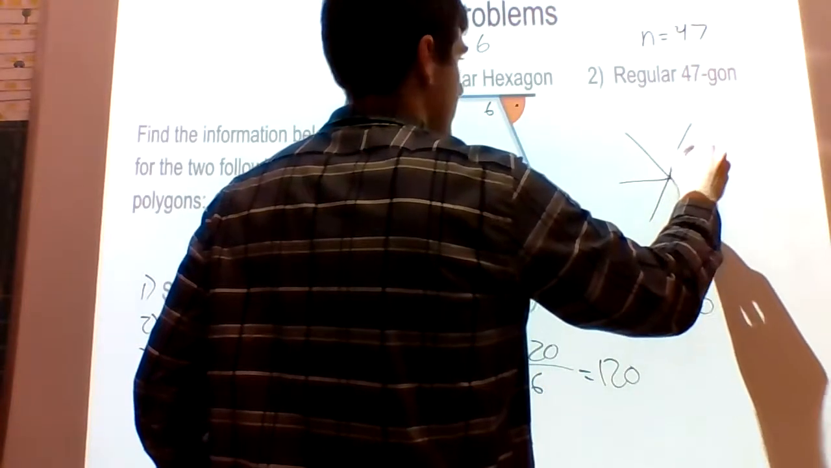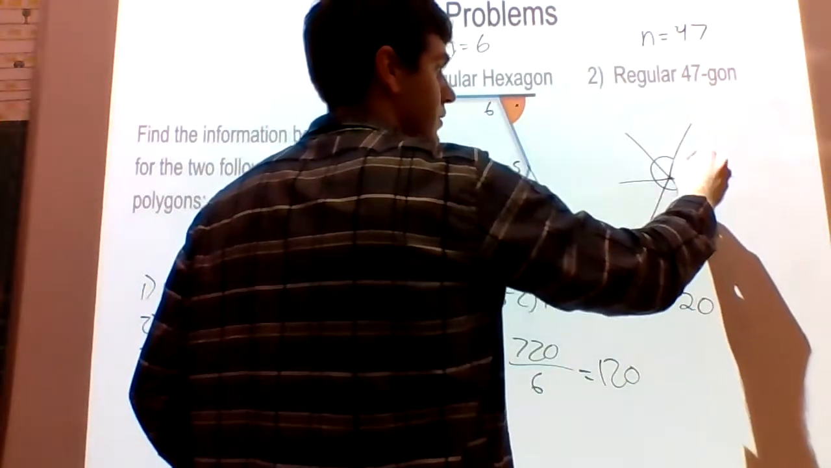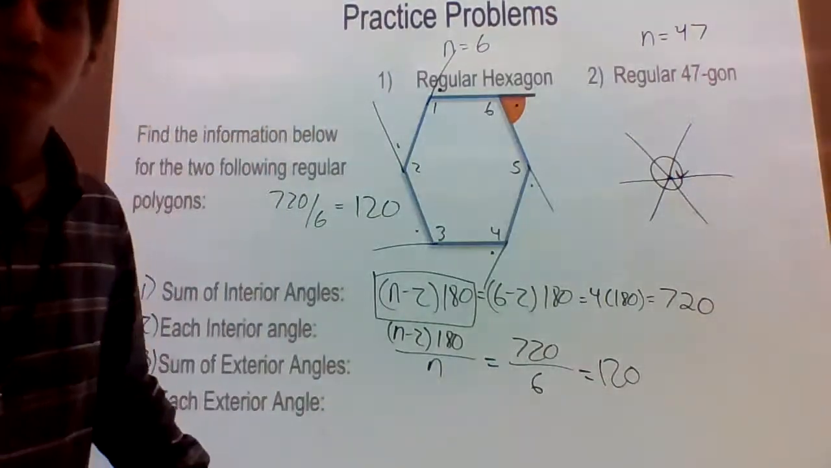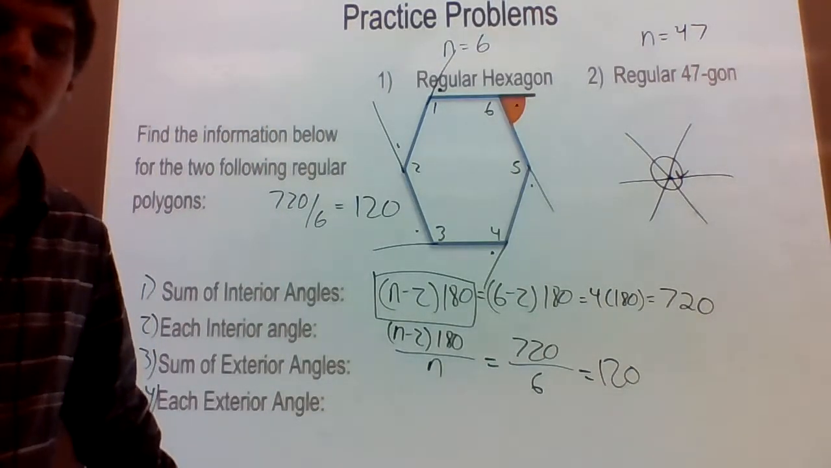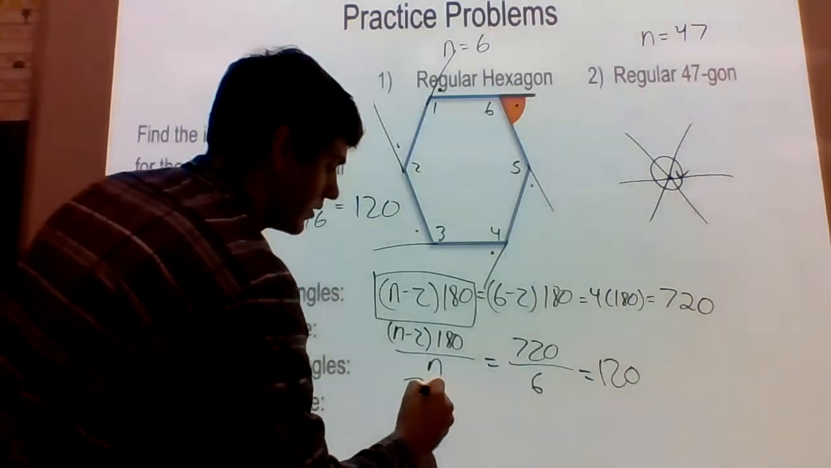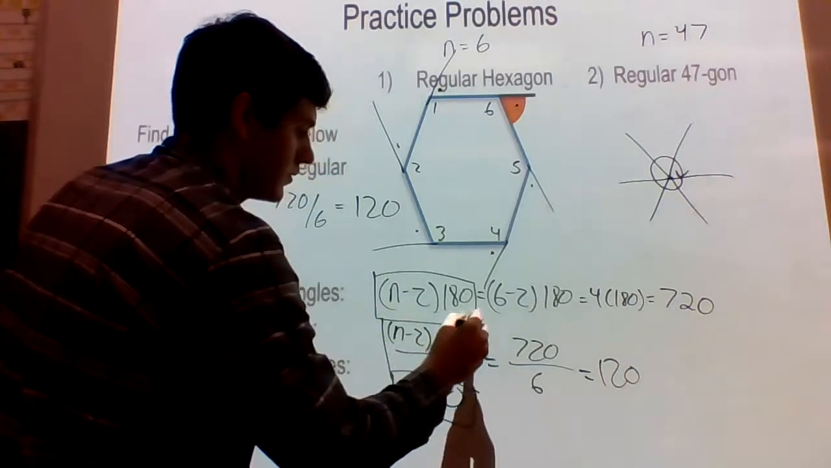Oops, I'm missing one, and then this one. All right, well, what do we know this is? We know this is a circle. We know that's 360 degrees. So no matter what polygon you have, the sum of the exterior angles is going to be 360. Okay? So again, here are our formulas.